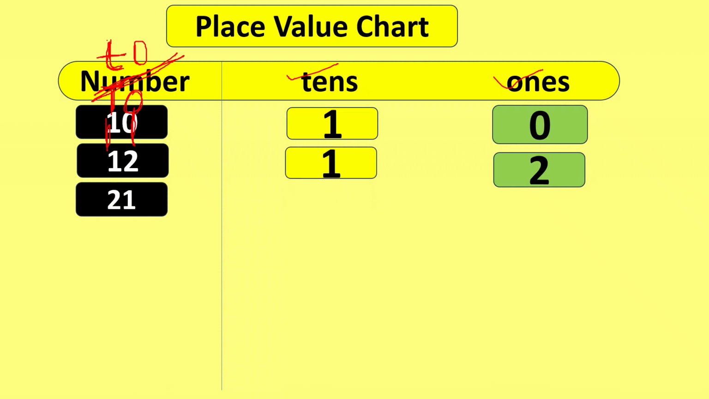On the next question, it's 21. In 21, again under the ones the digit here is 1. So how many ones are here? It's a 1 in the ones place. So how many tens are here? It's a 2 in the tens place.